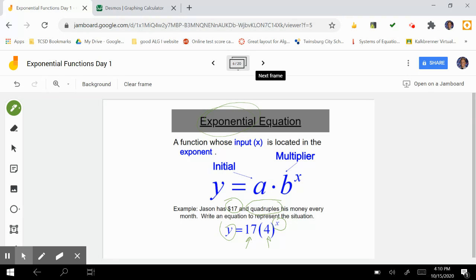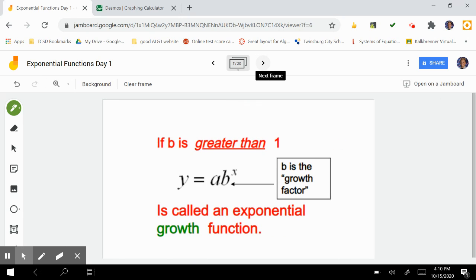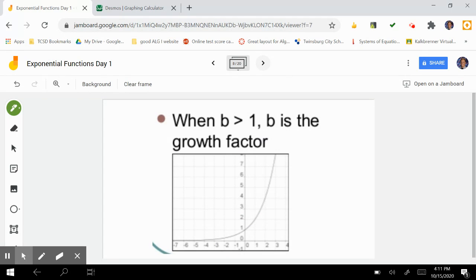So again, 17 is going to be my y-intercept, where that line touches that vertical axis. And then our multiplier is going to be 4. It's going to get 4 times greater each time. So if that b value, as you can see we have it pointed out, is greater than 1, we are going to say that it is going to grow. All right? And that's going to look like this on a graph.